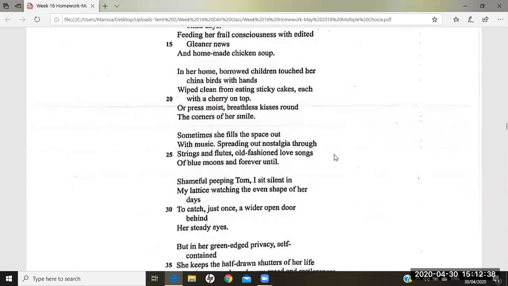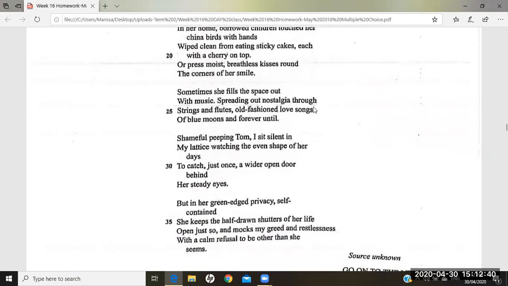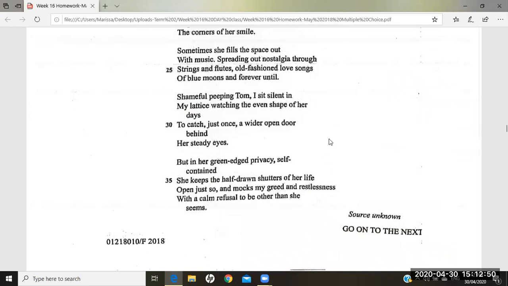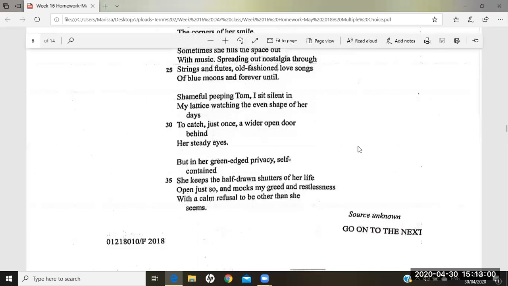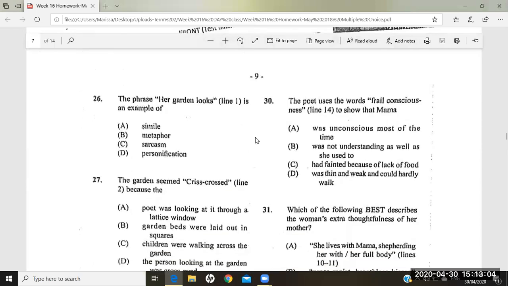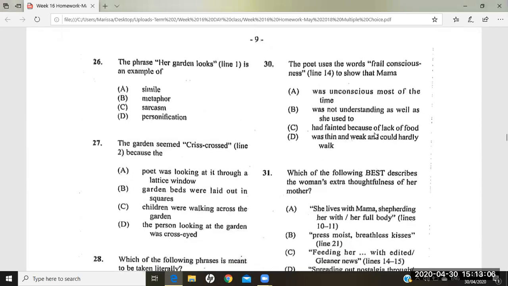And also how the day is. Music is being played, and the music is very nostalgic for her to reminisce on her past. And then the neighbor is describing that every day has an even shape. It's exactly the same. And the neighbor just wishes that the neighbor sees something different besides what the neighbor already knows of the other neighbor. So 26.